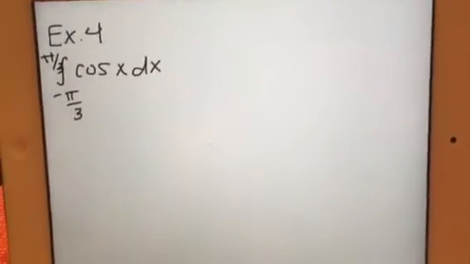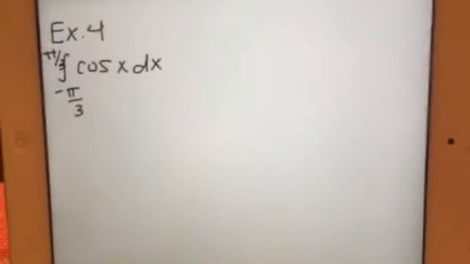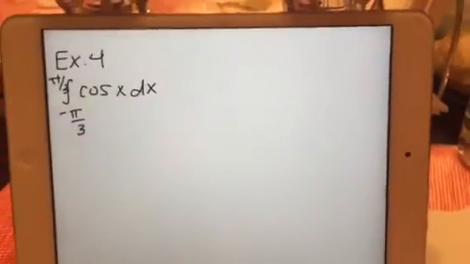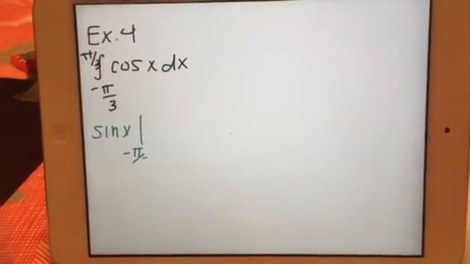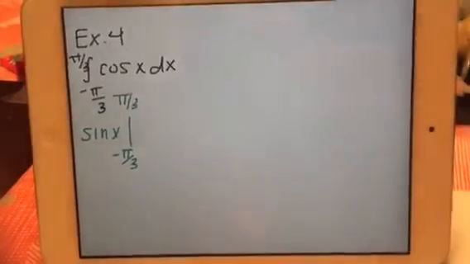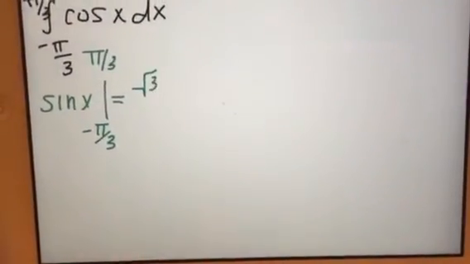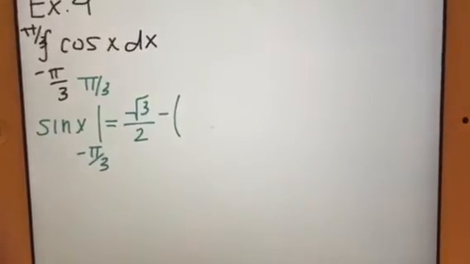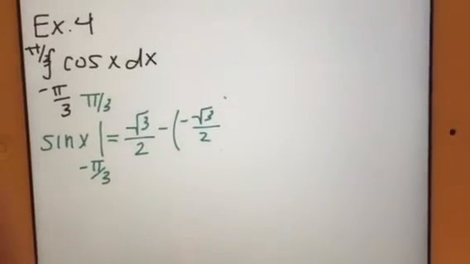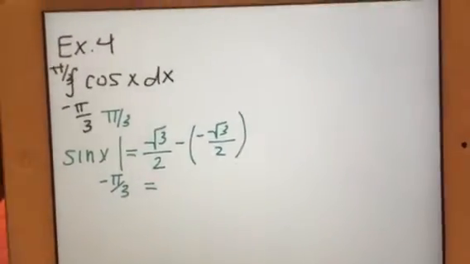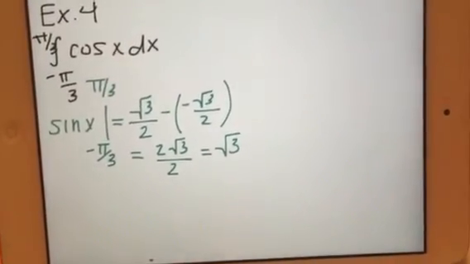For the last example, we're asked to use the mean value theorem to find the value of c for the given function and interval. So if we integrate this, that's going to give us sine of x, and we need to evaluate it from negative pi over 3 to positive pi over 3. So that gives us sine of pi over 3 is square root of 3 over 2, minus sine of negative pi over 3 is negative square root of 3 over 2, which would then simplify to 2 square root of 3 over 2, which then simplifies to the square root of 3.